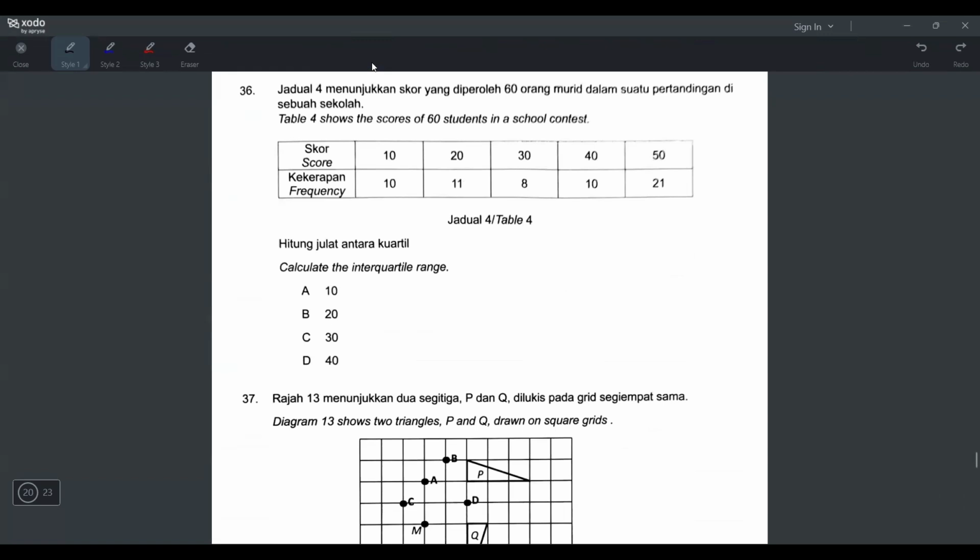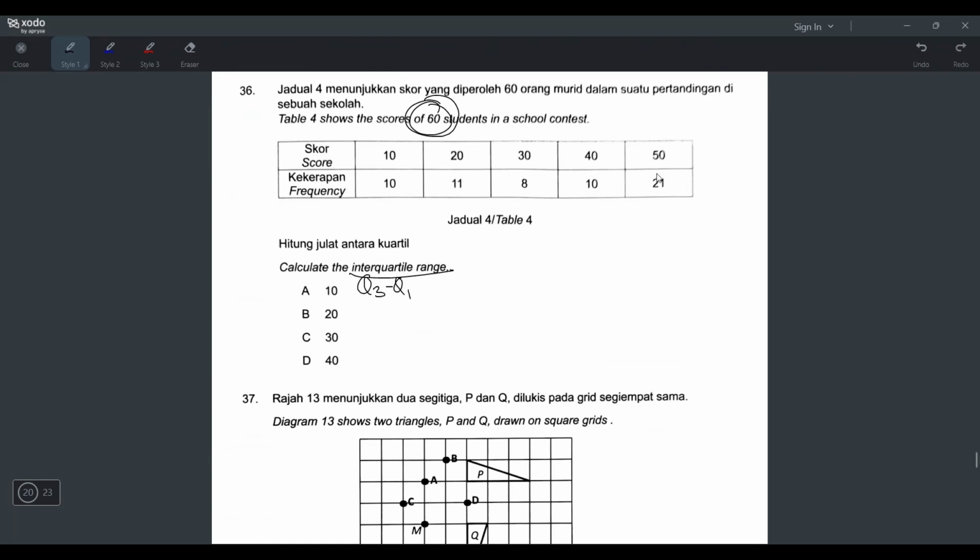Okay, 36. Let's go. Table 4 shows the scores of 60 students in a school contest. I think this is the total frequency. Okay, the total. Calculate the interquartile range. Interquartile range formula adalah Q3 minus Q1. But you need to find your Q2 first. Okay, Q2 is the median. And what is median? Median is the middle number.